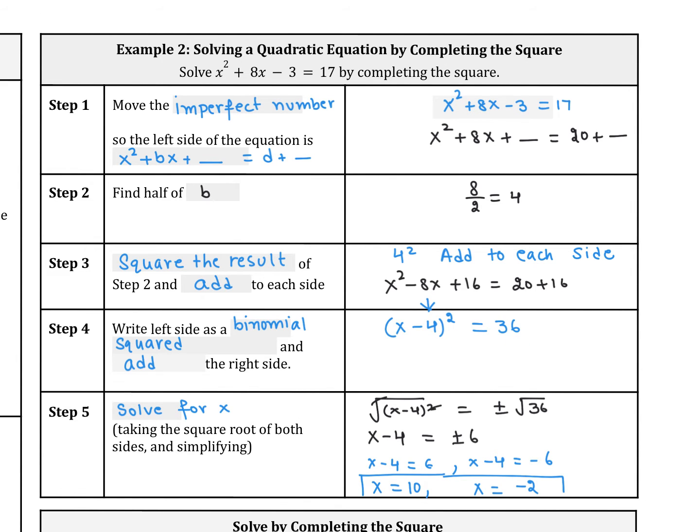Next is to solve. In order to solve, you're going to take the square root on both sides. The square and square root cancel. The square root of 36 is plus or minus 6. You write two equations: x minus 4 equals positive 6, and x minus 4 equals negative 6. Add 4 on both sides. You get x equals 10. Add 4 on both sides. You get x equals negative 2.